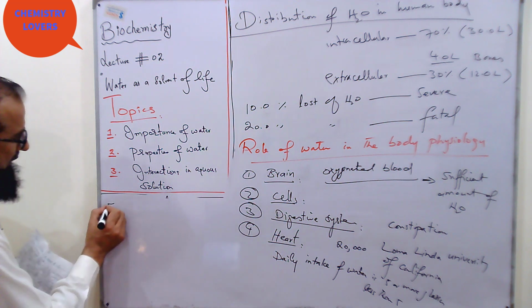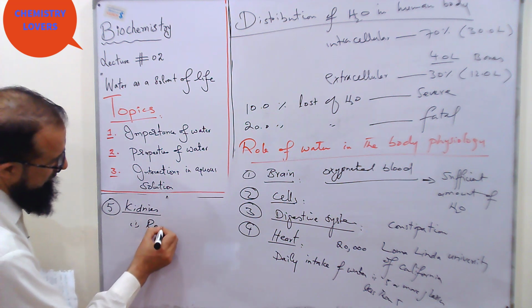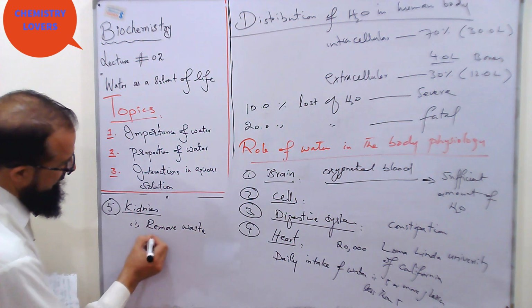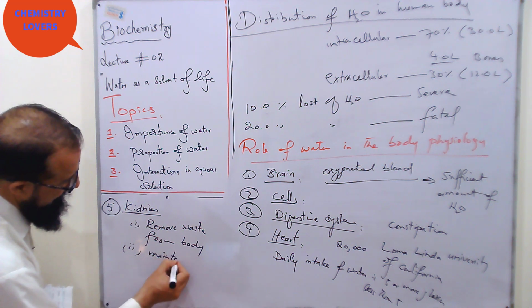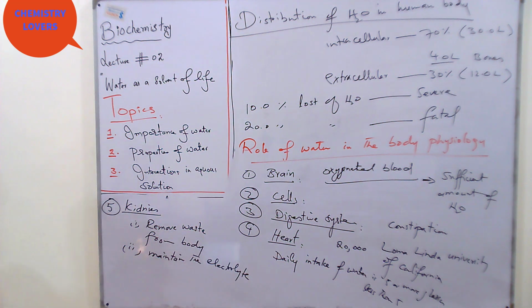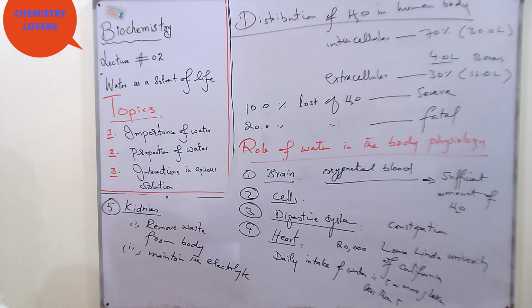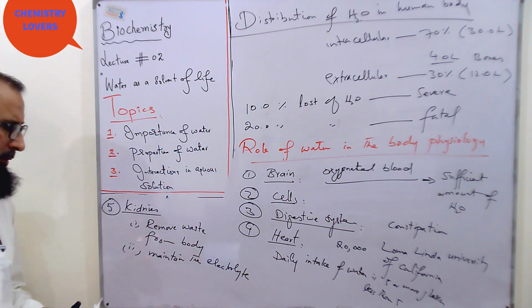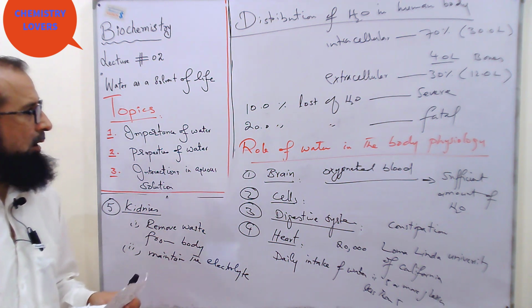Another important organ is the kidneys, and the role of the kidneys is to remove waste from the body as well as to maintain the electrolyte level. So if we use a sufficient amount of water, then the kidney will be able to remove waste from our body and maintain the electrolyte level. But in the absence of water, insufficient intake of water, the kidney will be unable to remove waste from our body, as well as unable to maintain the electrolyte level, and that is why many problems can be created.